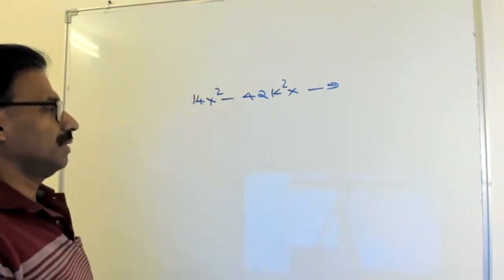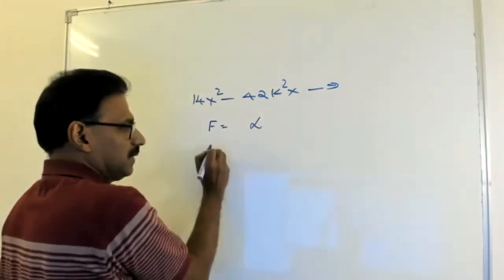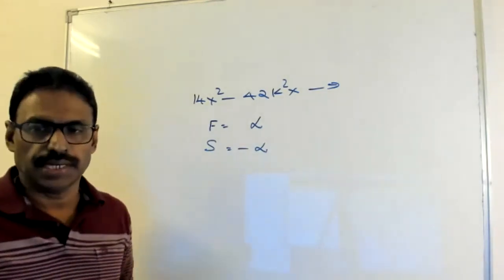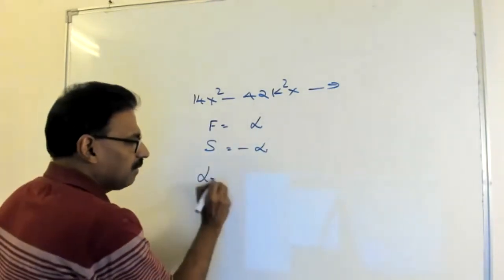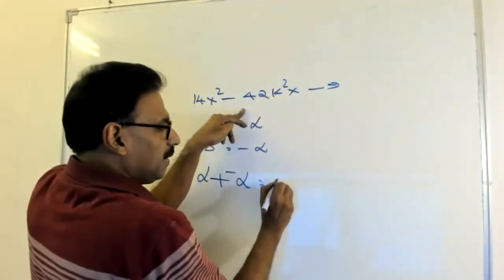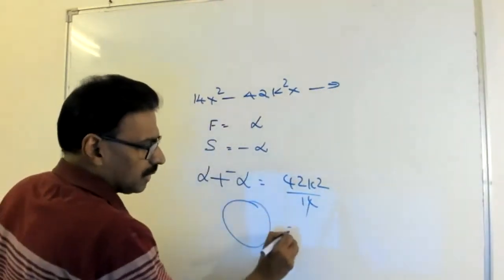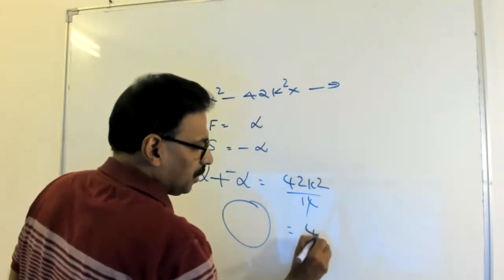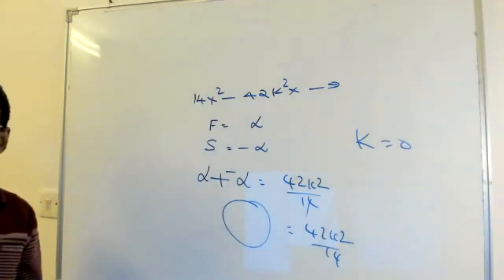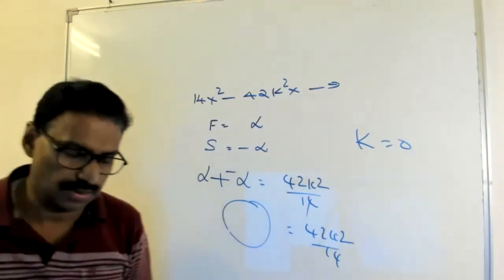Look here. First zero is alpha, second is minus alpha. Sum: alpha plus minus alpha. You know that the sum is minus b by a, which is 42 k square by 14. This side is 0. So 42 k square by 14 equals 0, so k equal to 0. Correct or no? Because this side is 0, that means k equal to 0.